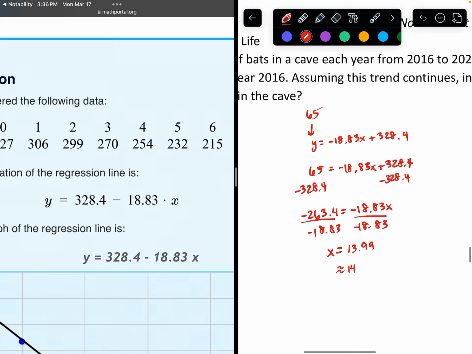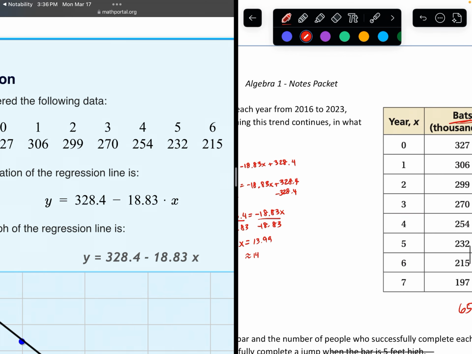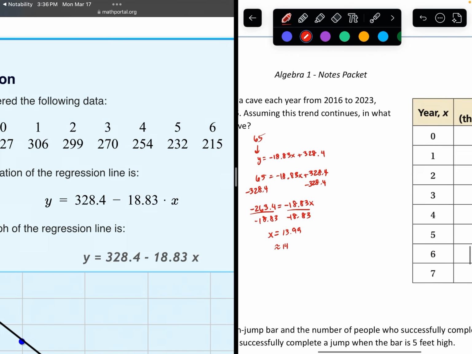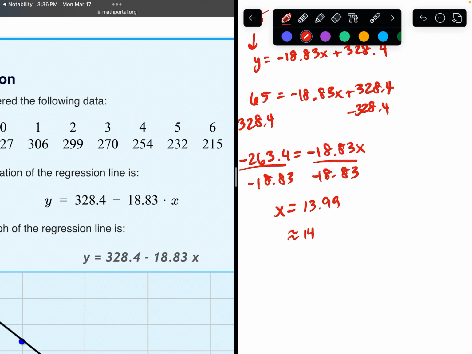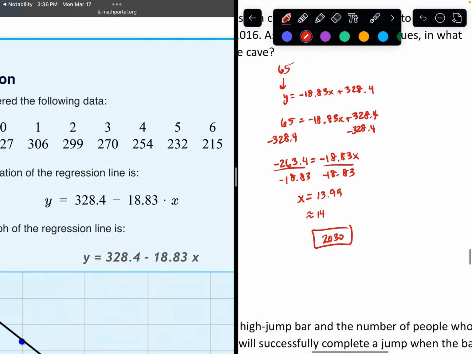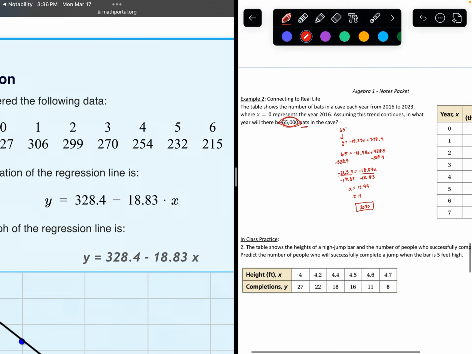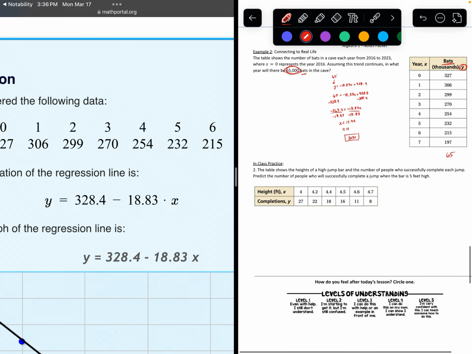So what does that mean in the context of the problem? Remember, x represents years after 2016. So if it's 14 years after 2016, year 14 is going to be 2030, because 14 plus 2016 is 2030. Okay? Knowing this, why don't you try this next one on your own, and we'll go over it in a little bit.